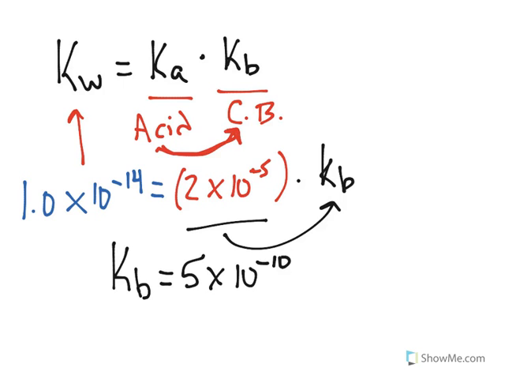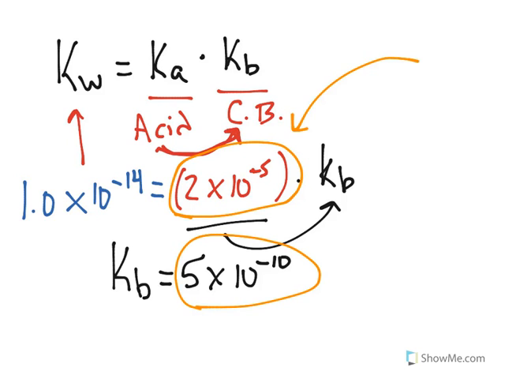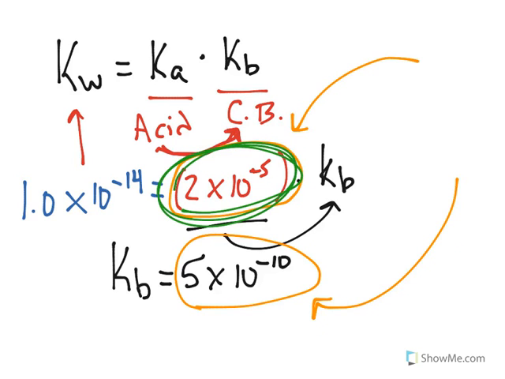Now, when you think logically about this, this makes sense. This value of Ka is going to be larger than this value of Kb, because the stronger the acid, the weaker the conjugate base. If this Ka value here had been teeny, tiny, it would have forced this Kb to be large, which again makes sense. If it's a weak acid, it would have a stronger conjugate base.